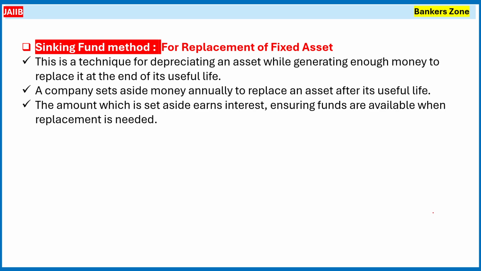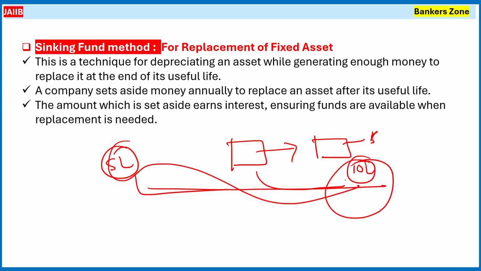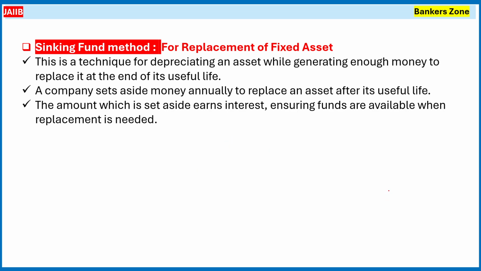Now see one small concept, sinking fund. What is a sinking fund? Simply a fund collected for repaying the debt is called the sinking fund. Sinking means it will be sunk. For example, you collected 5 lakh rupees, right? And you are collecting that money so that in future you have to pay 10 lakh rupees. So that fund will be sunk into the debt. So that is called sinking fund. So in future you will be able to repay the debt. This is the technique for depreciating an asset while generating enough money to replace it at the end of its useful life.